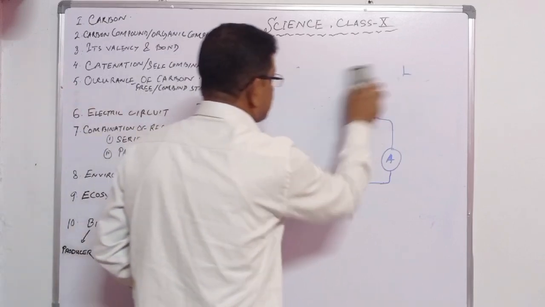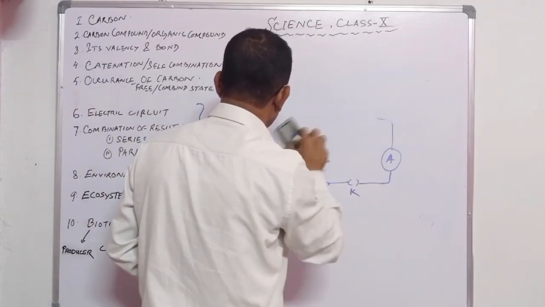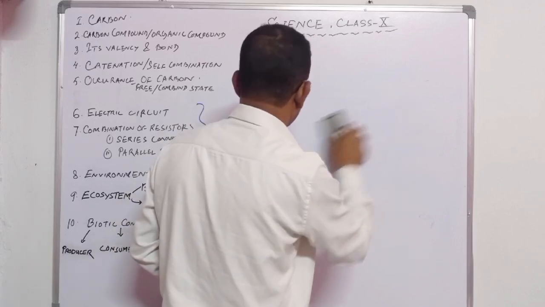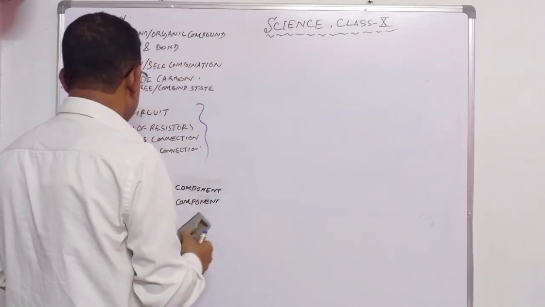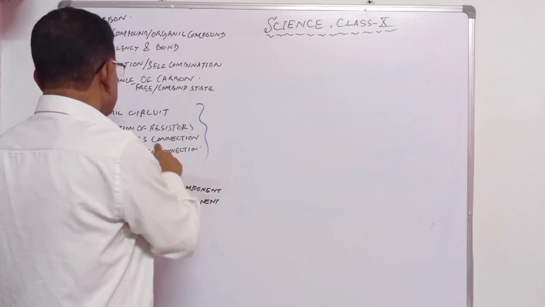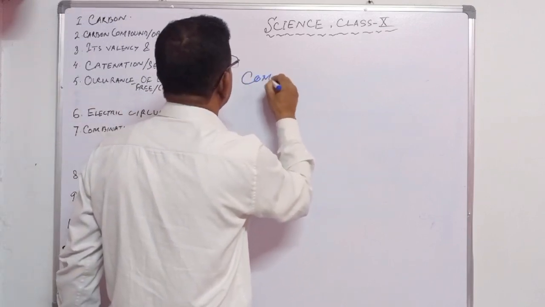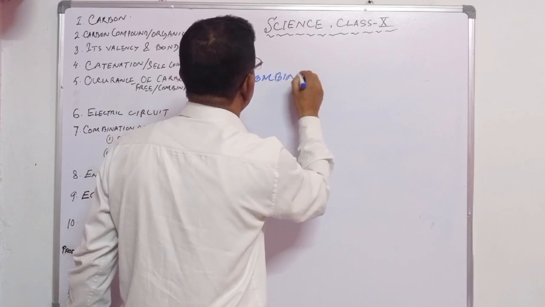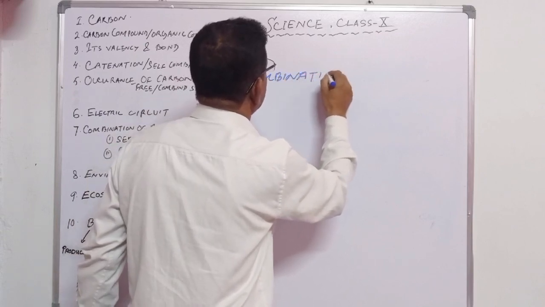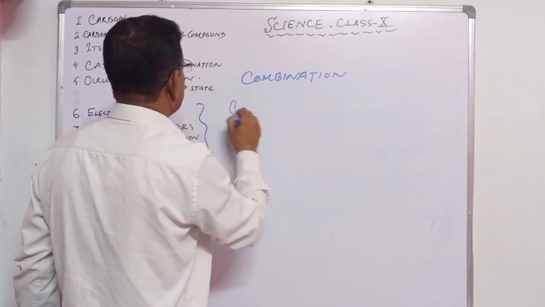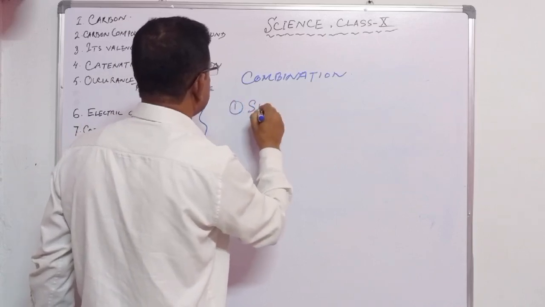Next we will discuss that in a circuit we may get different types of resistors. Resistors may be arranged in two ways of combination of resistors. Number one, series connection.